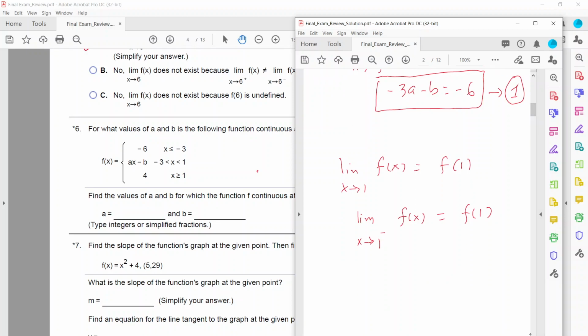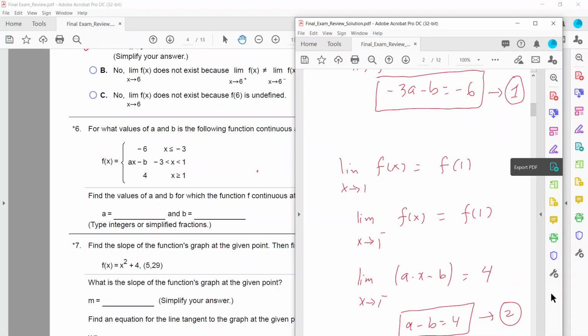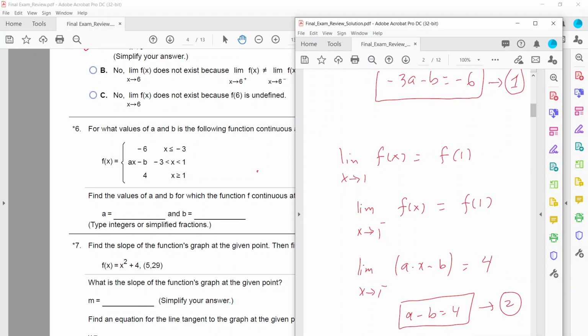So the limit when x approaches 1 from the left side can be calculated using the same expression, and the value of the function at 1 is given, that is 4. Now to find this left-hand limit, we just have to put x equal to 1 here. So it will give you a minus b equal 4. So that is our second equation. Now we need to find the values of a and b by solving equations 1 and 2. And I know you can solve this kind of equation.